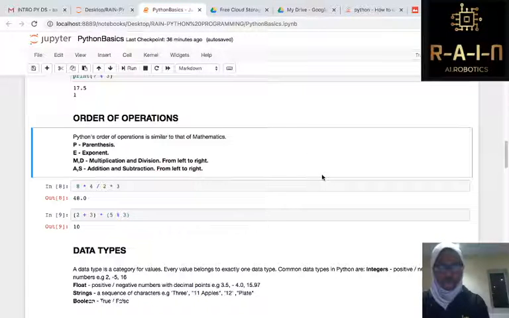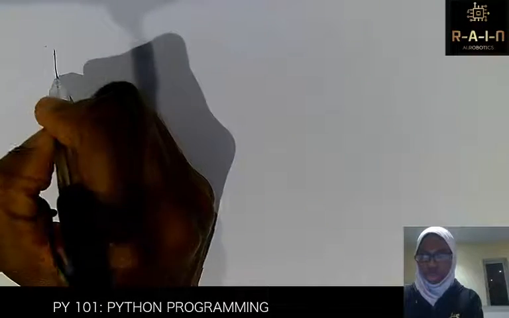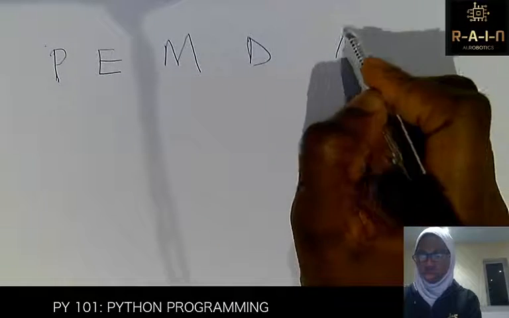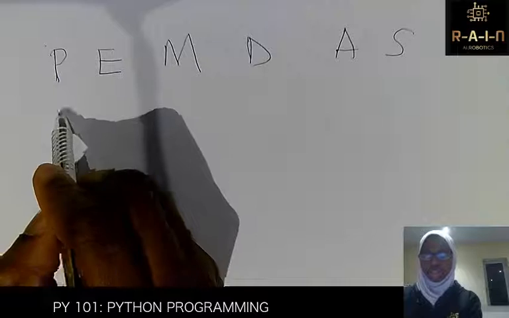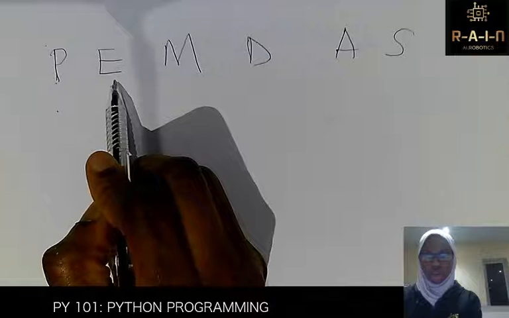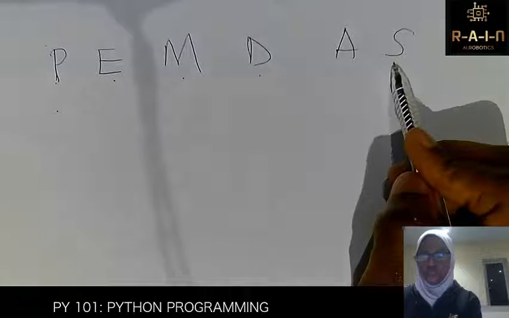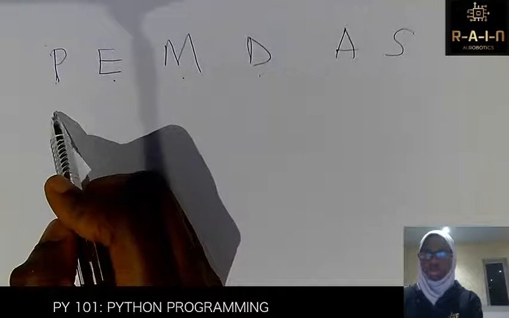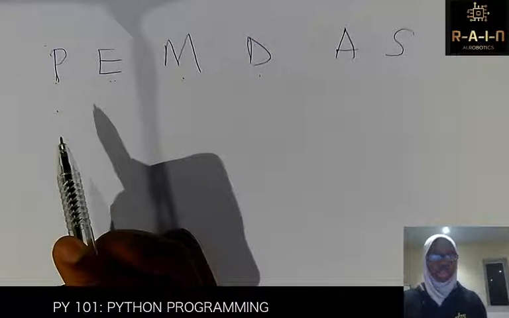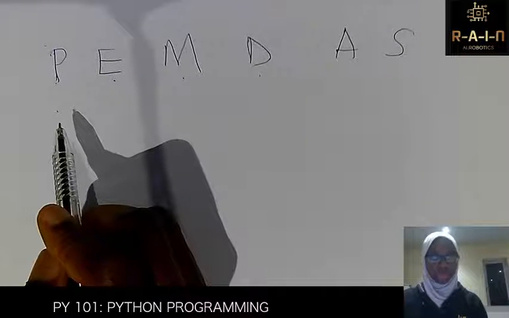So in Python, we have PEMDAS. P for parentheses, which we also know as brackets, E for exponent, which we also know as raised to the power, M for multiplication, D for division, A for addition, and S for subtraction. So in Python, if you have any parentheses in your expression, Python is going to execute that first.